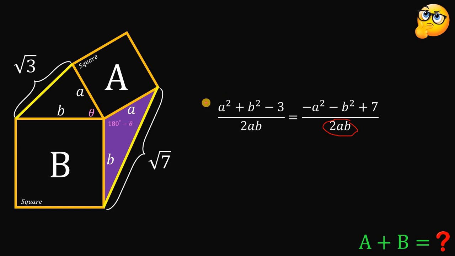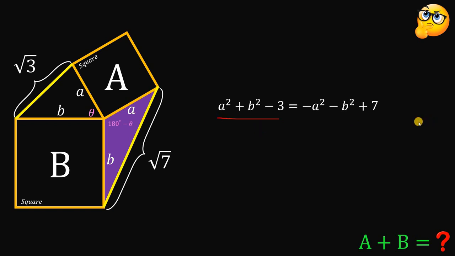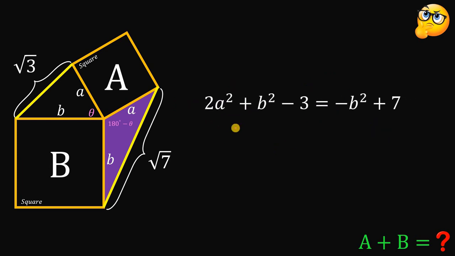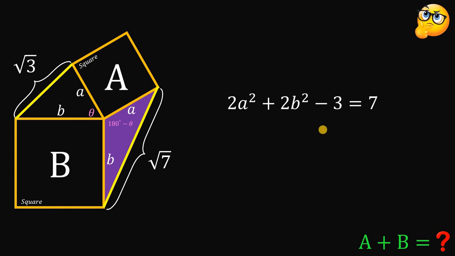Now, to eliminate this denominator 2ab, why not multiply both sides by 2ab? And if we do that, we cancel out the denominator 2ab. Now, let's focus on these results. Now, let's combine similar terms. Take note that we have here negative a squared and positive a squared. So just add positive a squared on both sides to make this equal to 0. So we have here 2a squared on the left hand side. And then let's add b squared on both sides to cancel this out. So this turns out to be 2a squared plus 2b squared minus 3 equals 7.